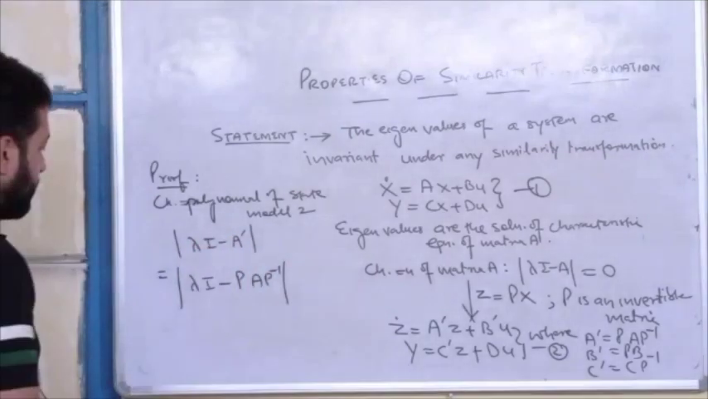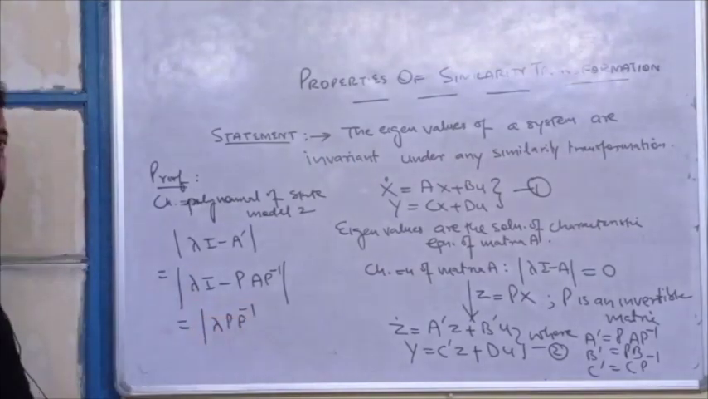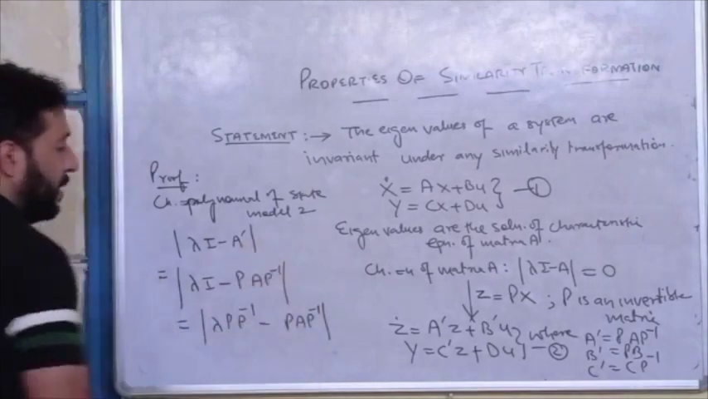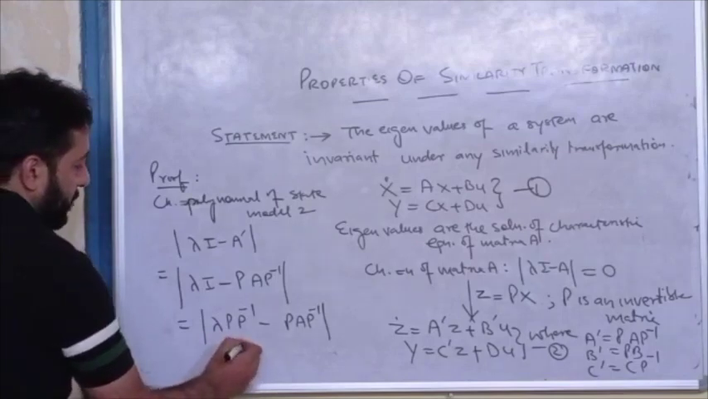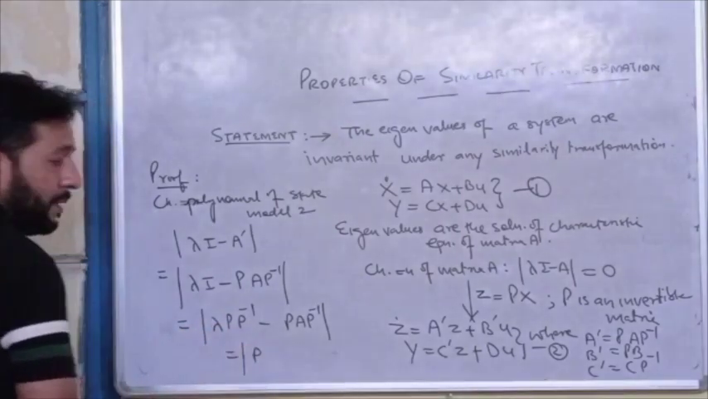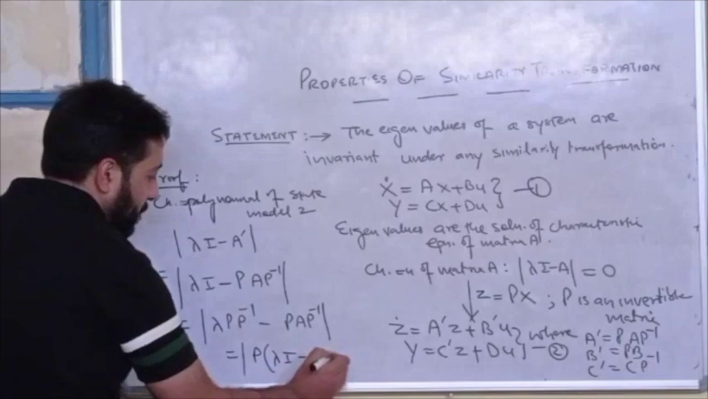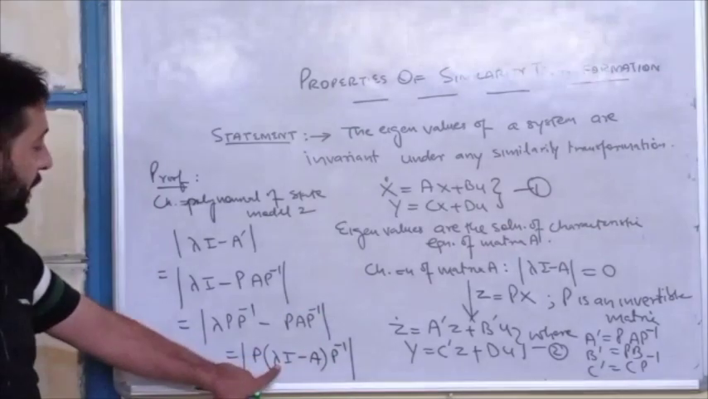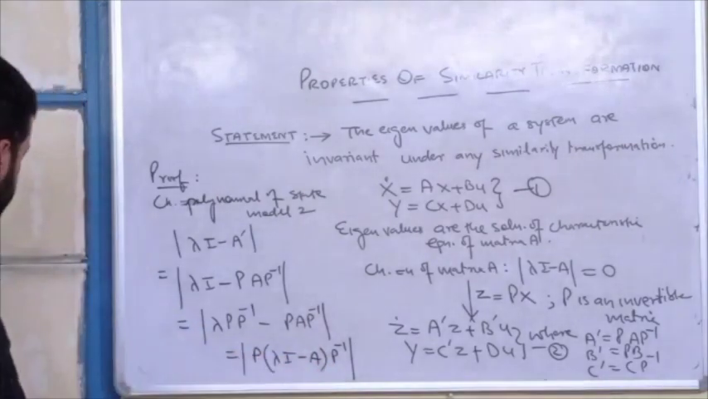Which is in turn equal to determinant of lambda, I can write I as P P inverse. Isn't it? Minus PAP inverse. Now this is determinant of, I write it like this. Lambda is a scalar. I write it like this: P, lambda I minus A and P inverse. सही लिखा ना? Lambda तो scalar है. इसको मैं इधर उधर घुमा सकता हूँ. Lambda P P inverse minus P A P inverse. सही है ना?